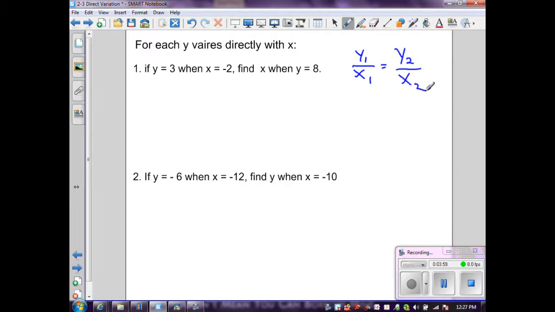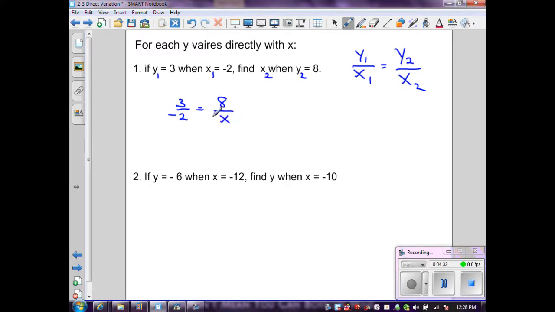Now all we want to do is label which is which. These two variables come first in our example. Therefore, this is y sub 1 and x sub 1. Our next set would of course be x sub 2 and y sub 2. Now we just substitute in accordingly. Y sub 1 is 3 over x sub 1 is a negative 2 equals y sub 2 is 8 over x sub 2, which is just x.